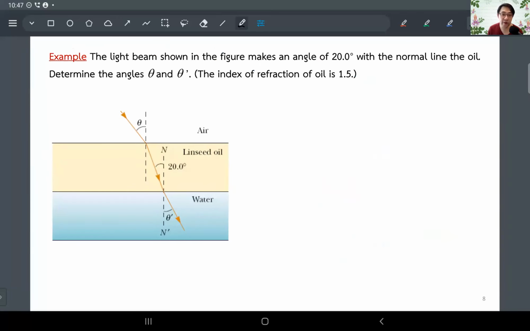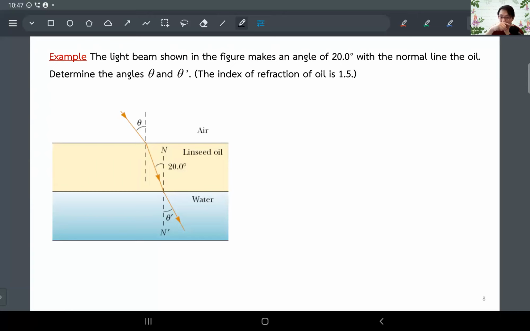The light beam shown in the figure makes an angle of 20 degrees with the normal line in the oil. So you have a linseed oil. It's some kind of oil that you use in painting, I guess. I've seen it once or twice in my life. Determine the angles theta and theta prime from the figure. Wow. All right, guys, try this. This one can be done in about 3 minutes, and then we can take a break at 10:50 exactly. All right, it's going to be that quick.